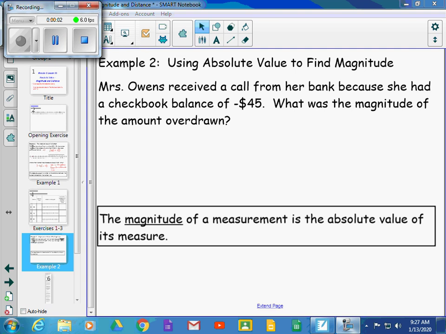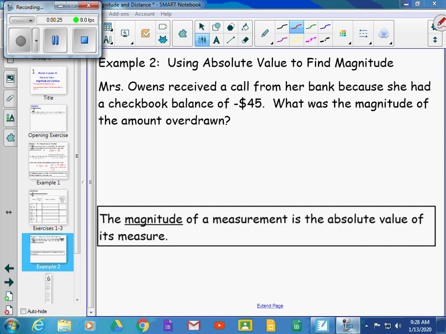Now let's take a look at example number 2, where we're going to be using absolute value to find the magnitude. Before we get to the problem that we're going to be looking at, let's take a look at the definition of magnitude down towards the bottom. It says the magnitude of a measurement is the absolute value of its measure. So magnitude and absolute value in essence are the same thing.